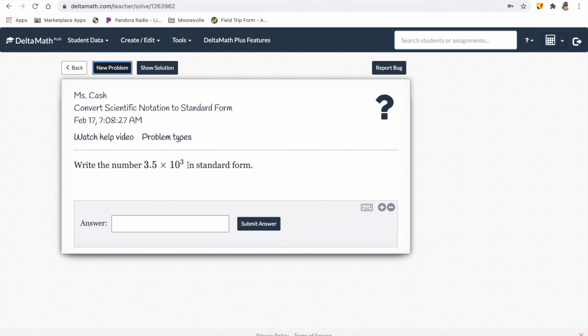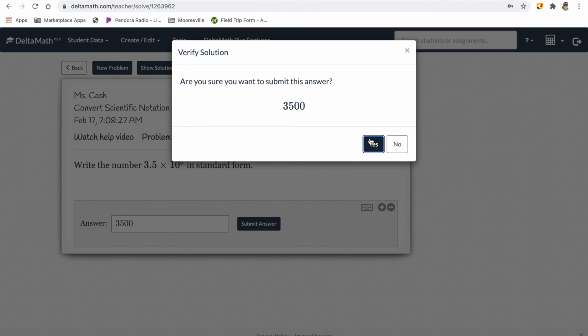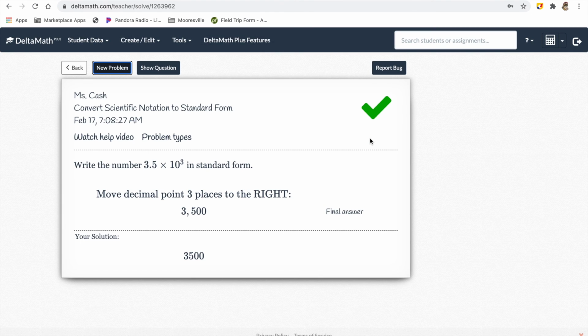Here's one with a positive exponent. So I'm going to rewrite the 3.5 on my notebook paper. I know that 3 tells me it's going to be a bigger number, a big number, so I'm going to move the decimal to the right to make it bigger. I'm going to move it 3 places to the right. When I do that and I put my zeros in my loops, I have 3,500. When I submit my answer, I got it right.